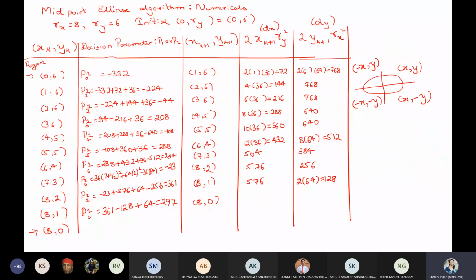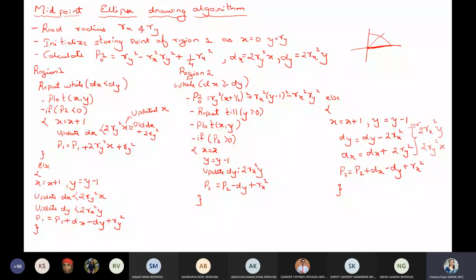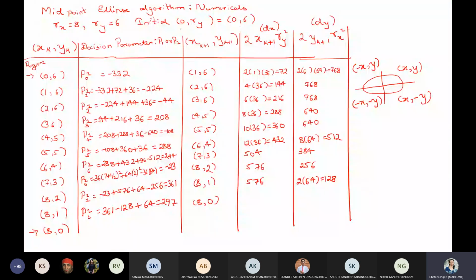So this is a problem based on the midpoint ellipse algorithm. I've just taken one problem. I think once this problem is done, we'll wind up our class. So what we will know initially is Rx and Ry, right? So we'll read the values of Rx and Ry. In this case, it is 8 and 6.